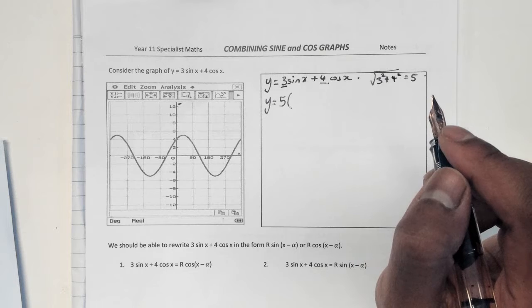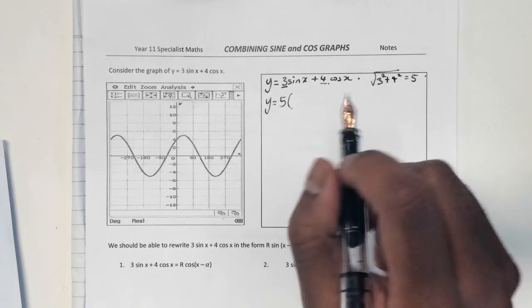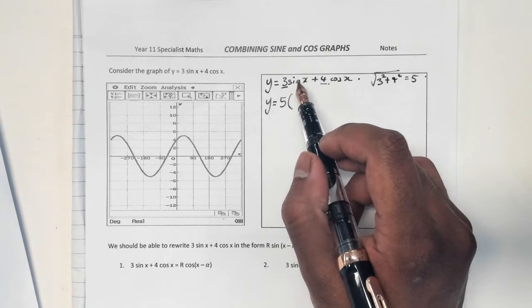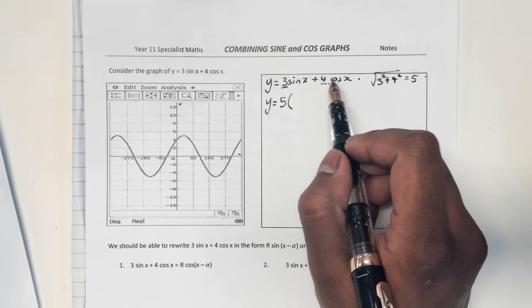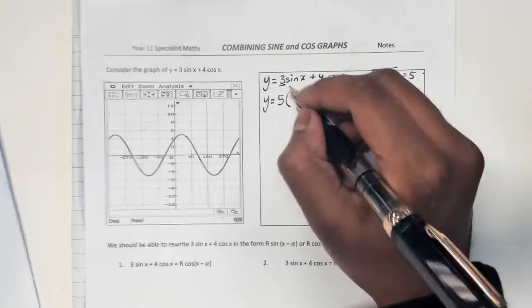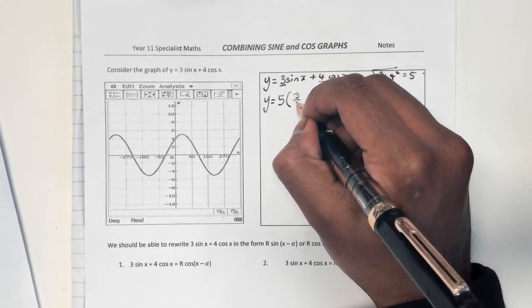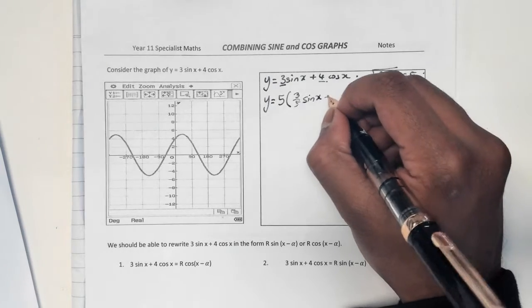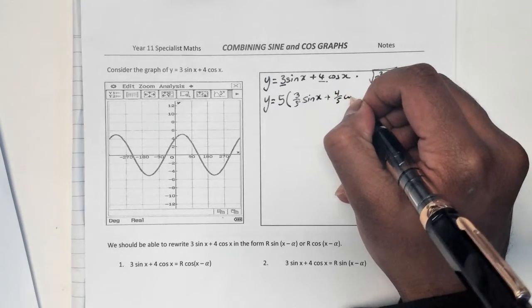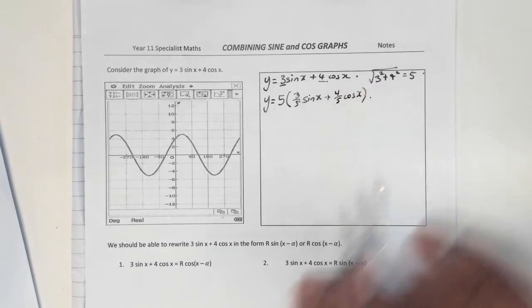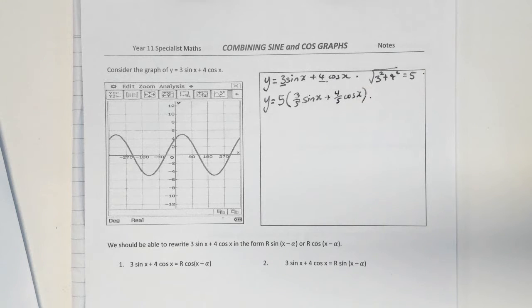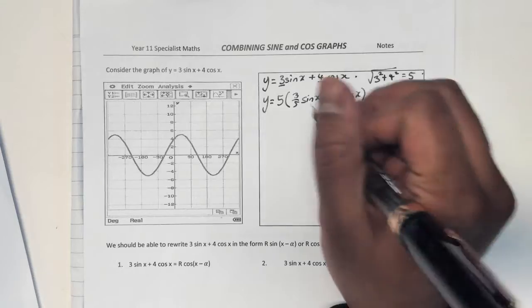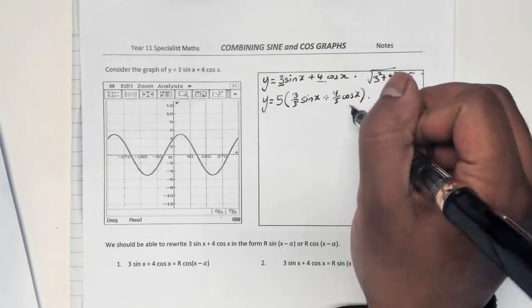That's a big range of problem. Yeah, I know. But when I factor out 5, I have to divide this term by 5 and divide this term by 5. So what I end up with is 3 over 5 sine x plus 4 over 5 cos x. Have I changed my equation at all? No, I've just factored out a number so that this should equal that.